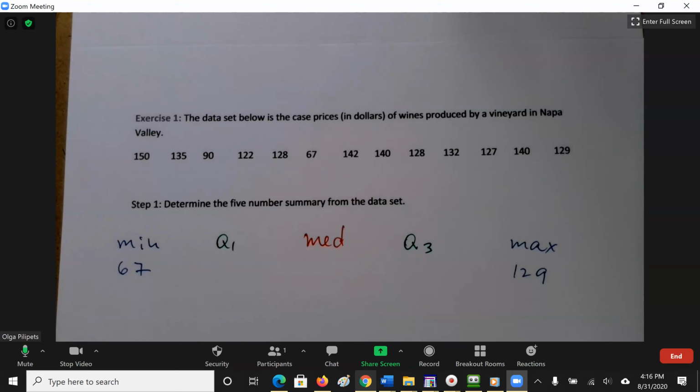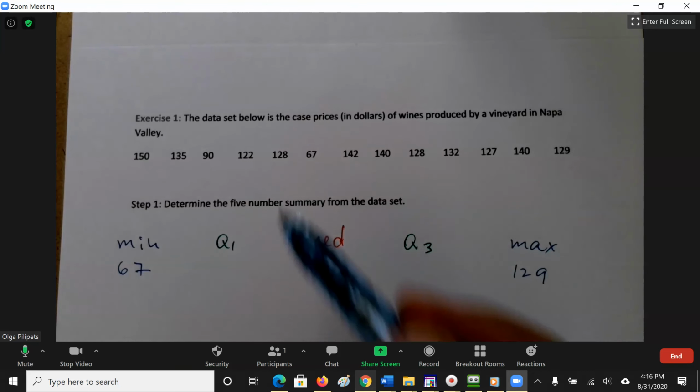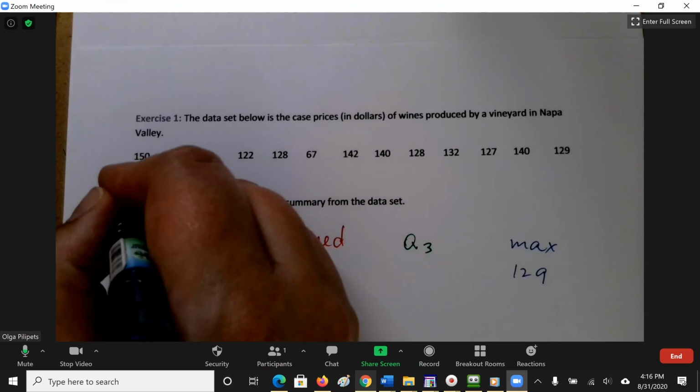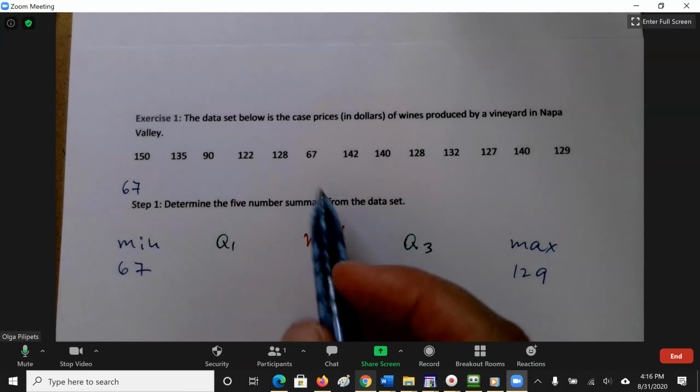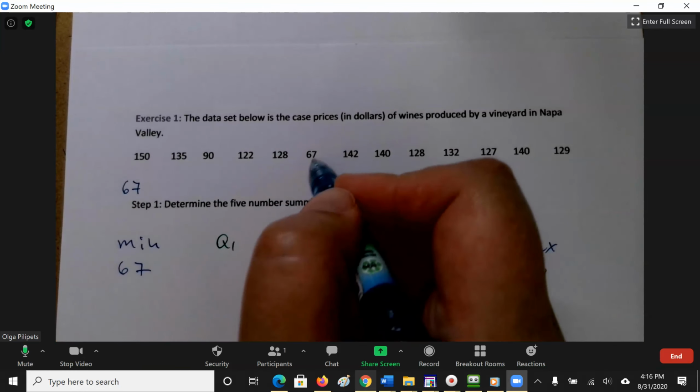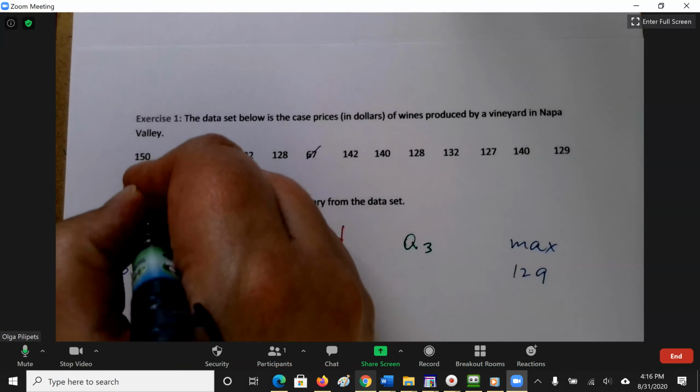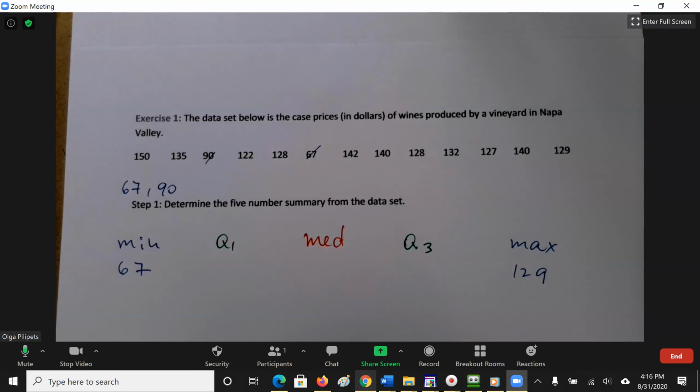Okay. So if you remember the process, the first step in finding the 5-number summary is to line up your data from smallest to the largest. And my smallest number here, as I mentioned, is 67. That's what we're going to start with. And then the next one is 90. So that's below 100. I have only 2 numbers. And then I don't have anything in 110s.